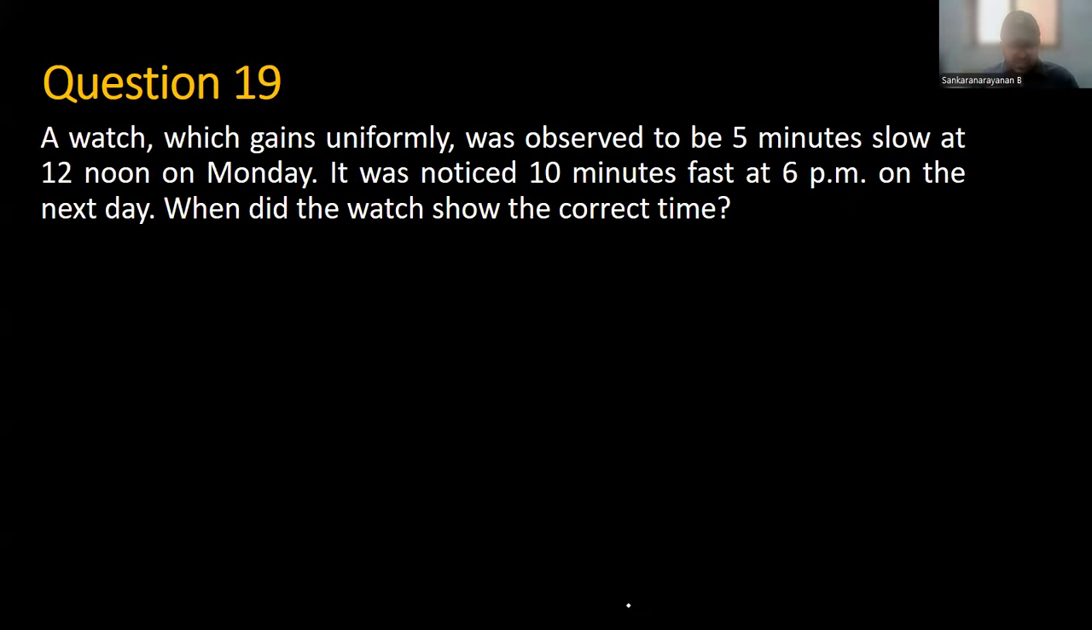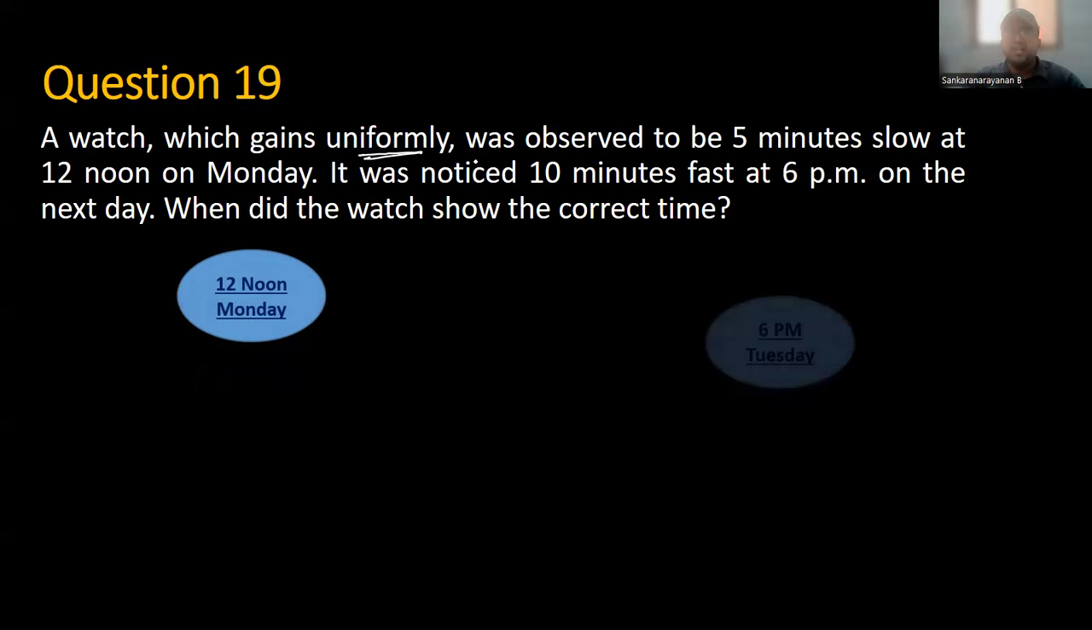A watch gains uniformly. It was observed to be 5 minutes slow at 12 noon on Monday. It was noticed that it was 10 minutes fast at 6 p.m. the next day, when this clock showed the correct time. So we've done similar questions already. So as I mentioned, it all starts at 12 noon Monday and it concludes at 6 p.m.